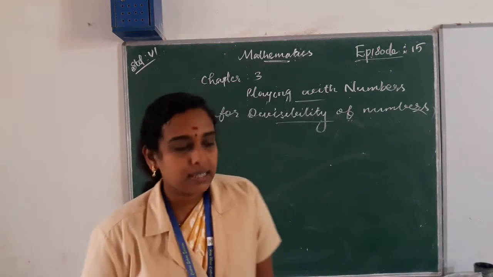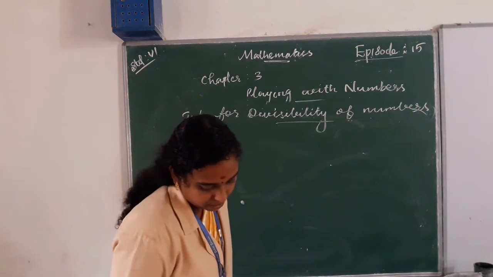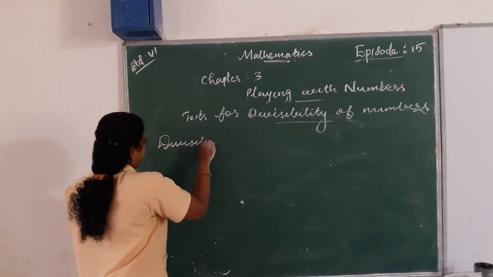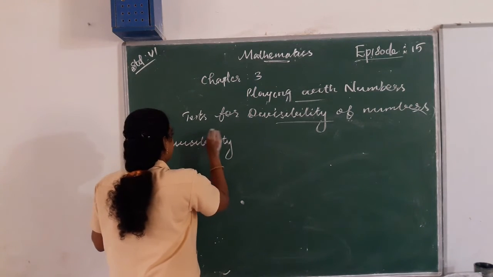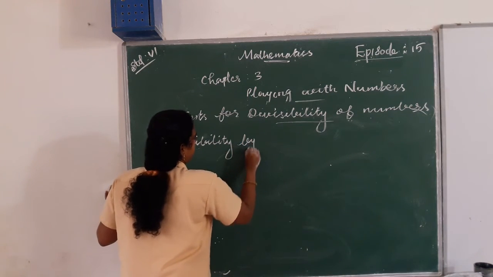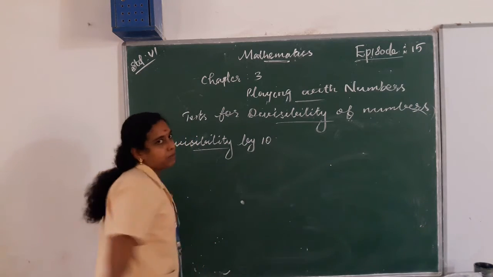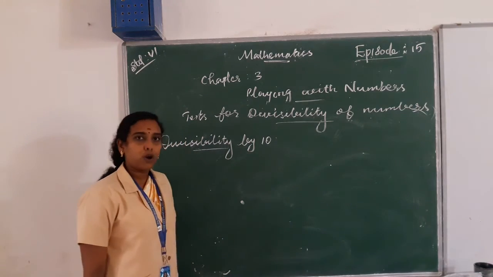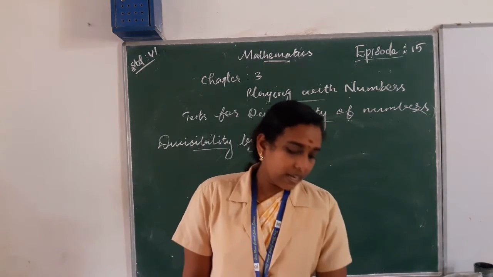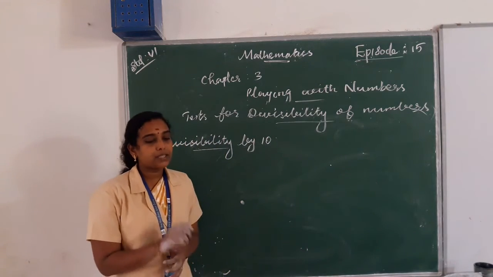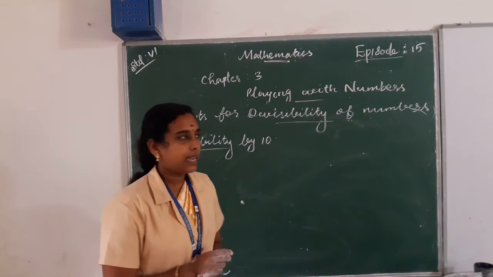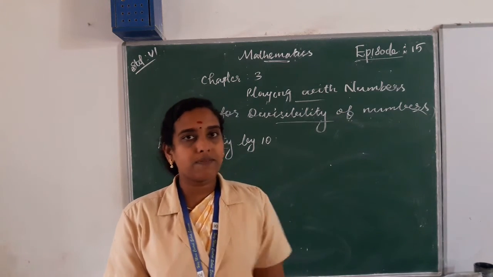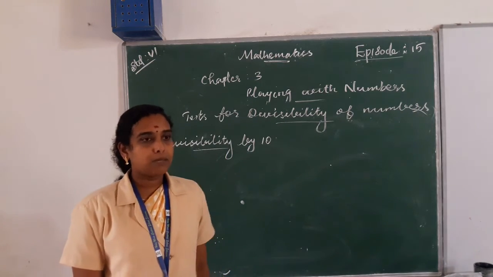So the first one is divisibility by 10. How can we find whether a number is divisible by 10 or not? An easy way: if a number has 0 in its unit place, then it is divisible by 10. Unit place means its ones place.